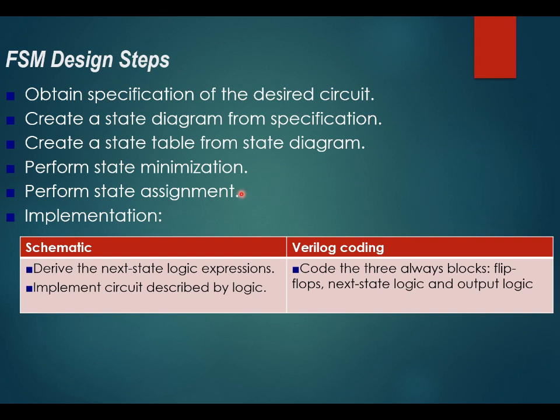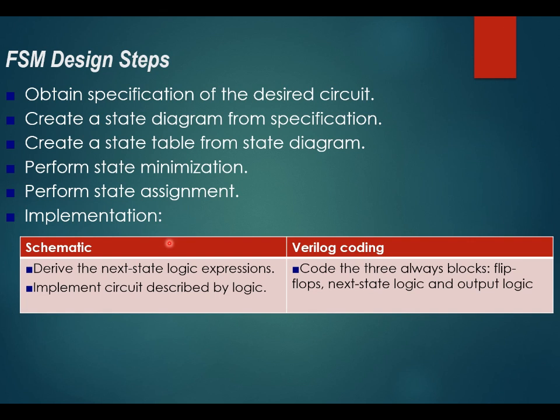After that, we decide on the state encoding, for example, simple binary encoding or one-hot encoding, when we perform the state assignment, assigning coding to each state. This is necessary because at the end of the day, even if you are using Verilog or schematic, we need each state to be coded. We need to give some binary values to each state. Then we come to the step of implementation.